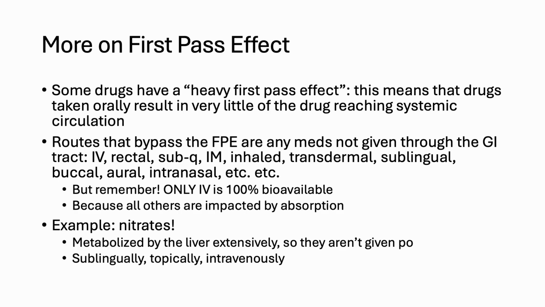So you have to give them through a route that bypasses the first pass effect. You can give nitroglycerin sublingually. It's a spray, nitroglycerin spray. You can give it topically. There's nitroglycerin patches that you will see in clinical rotations. And you can also give it intravenously. So nitroglycerin can be given intravenously in critical care environments.